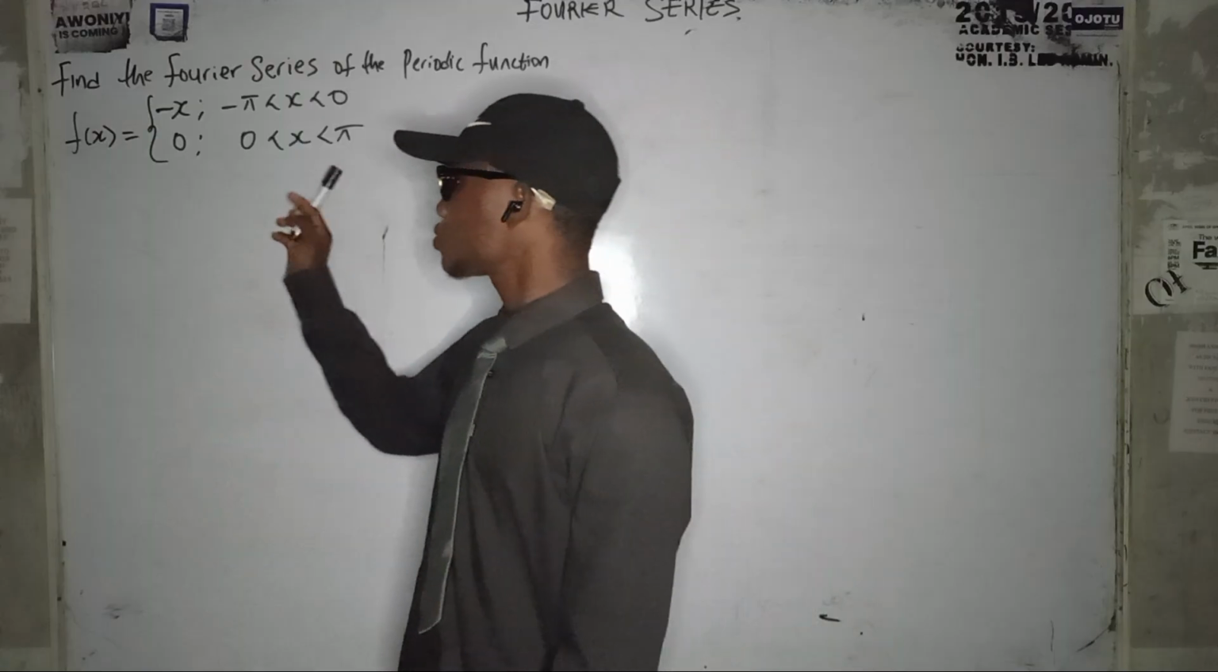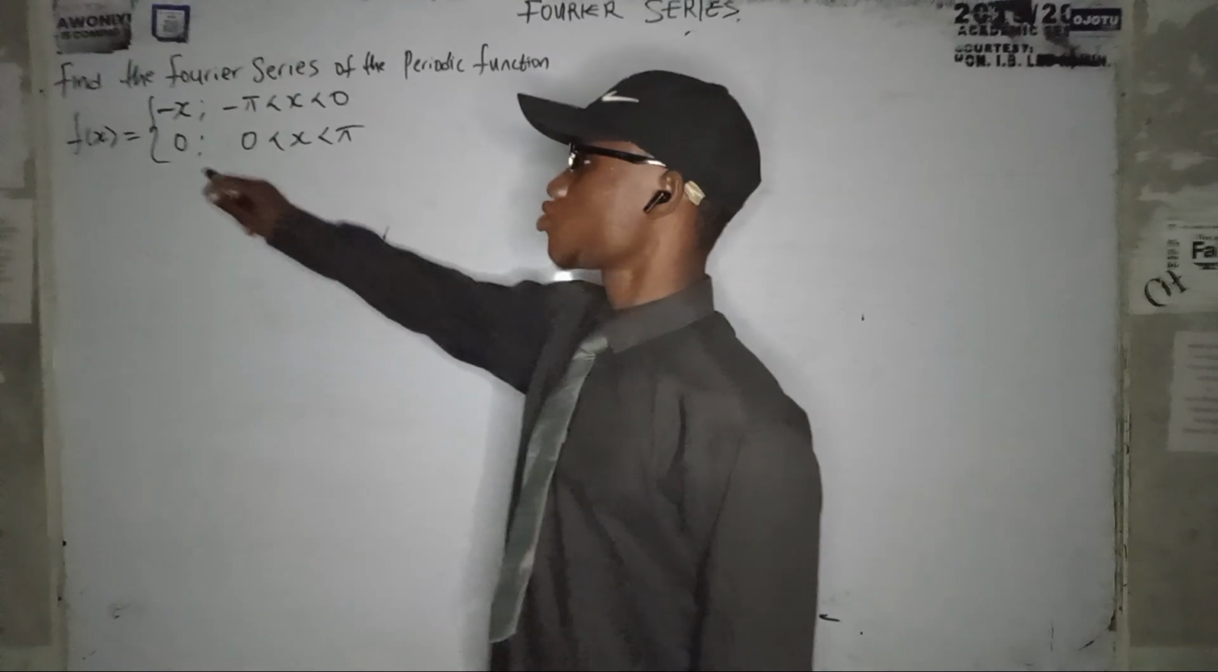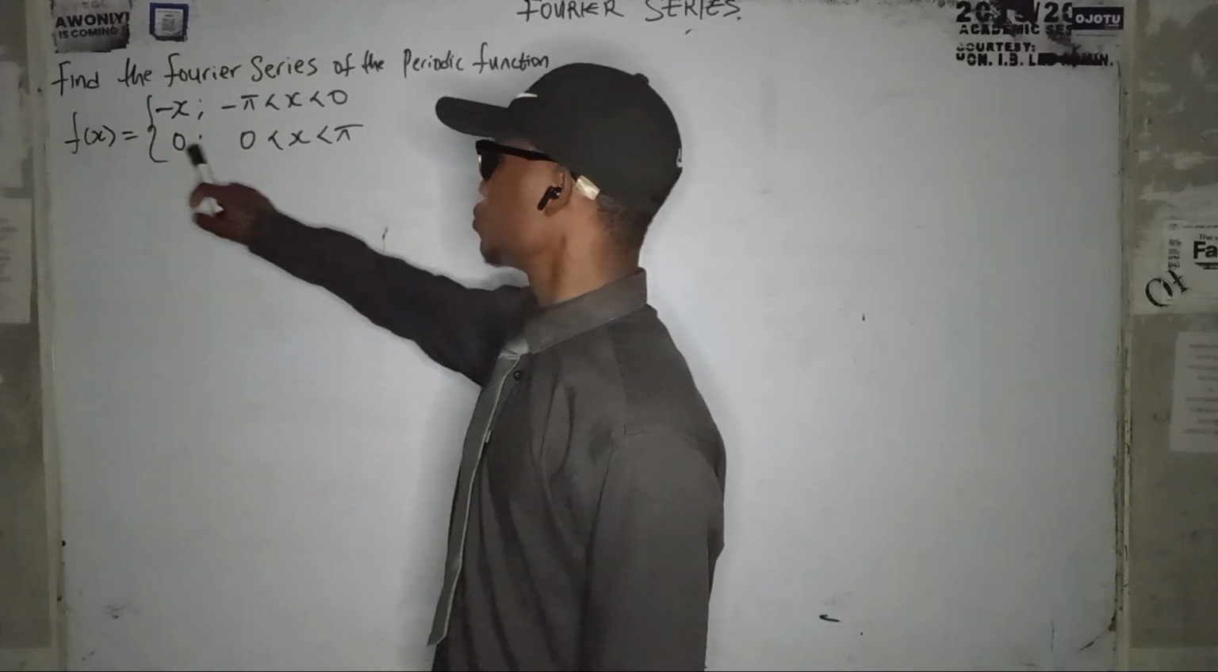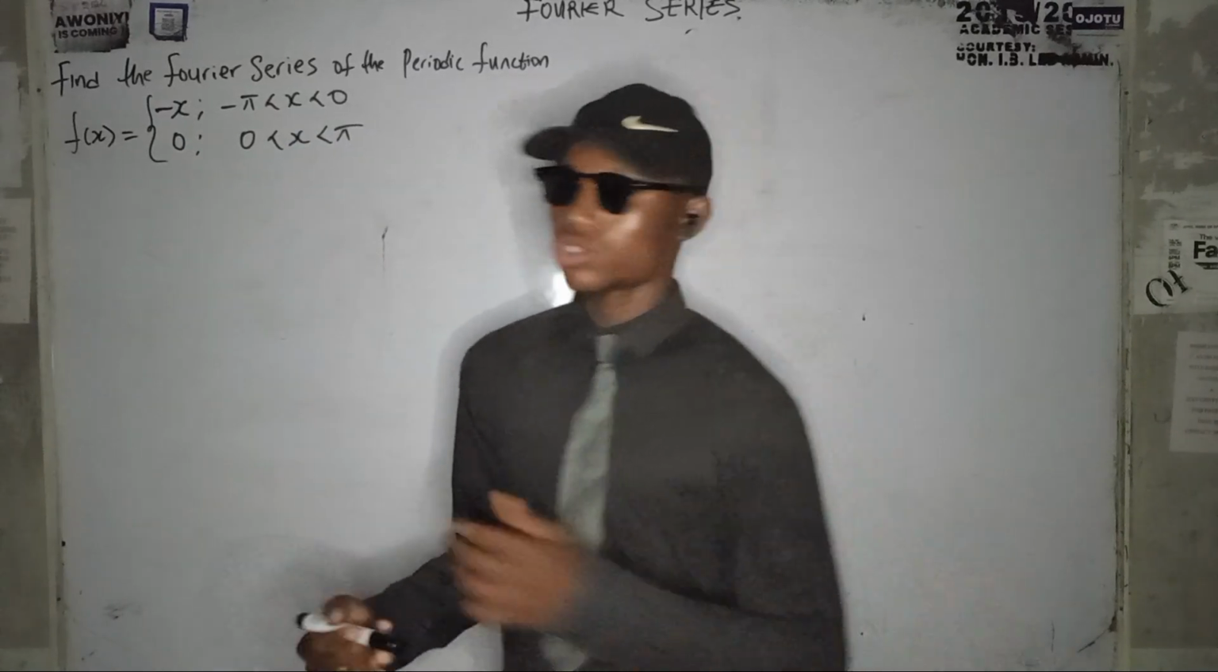Instead of just one function that they are asking you to find the Fourier series for, we can have two or three functions. So here we have the function f of x, which is equal to minus x from minus pi to 0, and 0 from 0 to pi. So now let us move on.